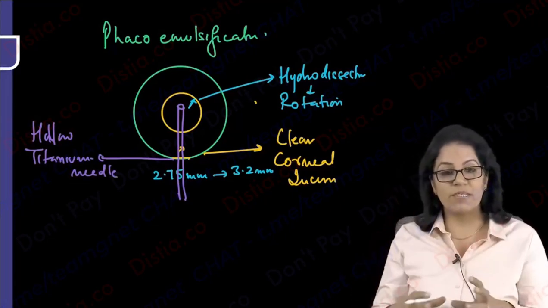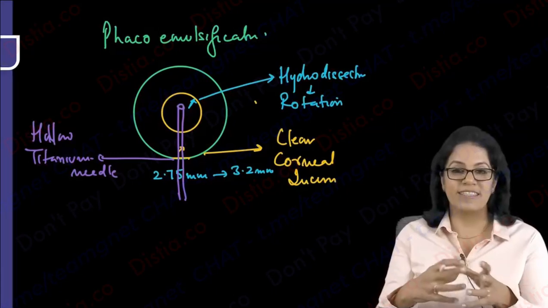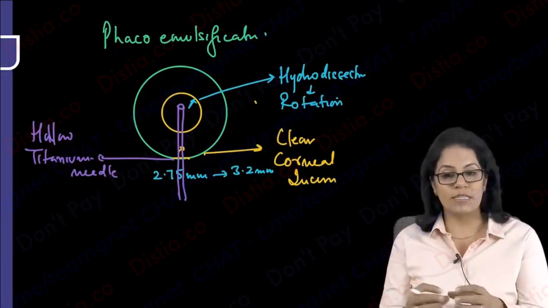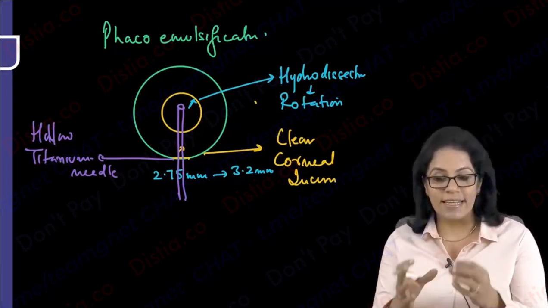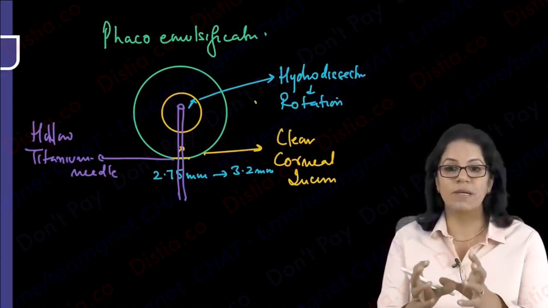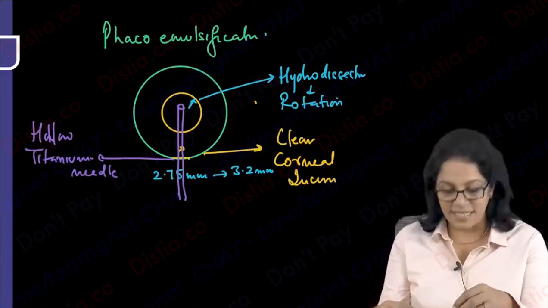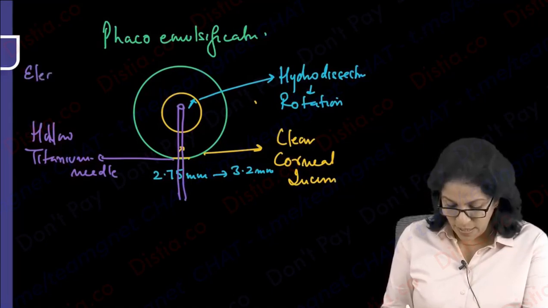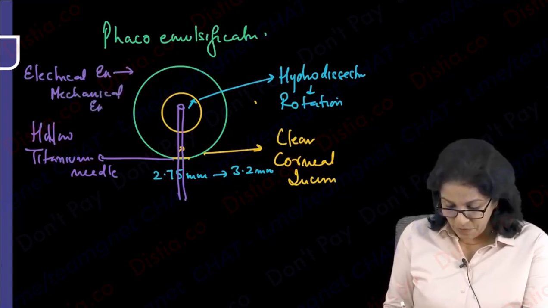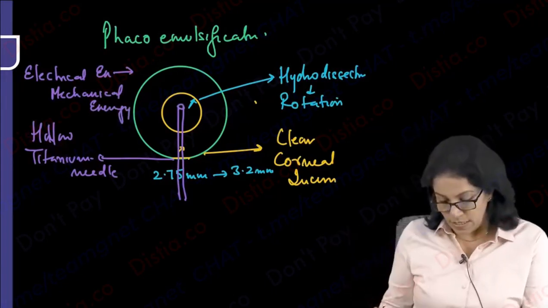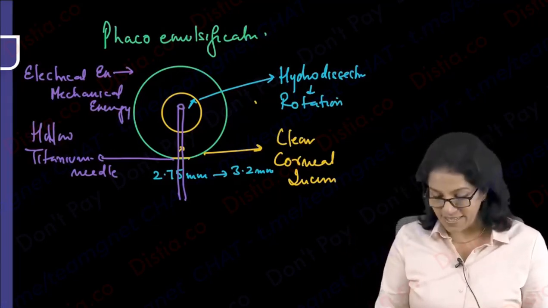The phaco machine. Phaco stands for lens, and emulsification means emulsifying the lens. The basis of this machine is that it has a piezoelectric crystal and it changes electrical energy into mechanical energy. With that mechanical energy, you are breaking the nucleus into bits. So this is what is happening in phacoemulsification: the electrical energy is converted into mechanical energy and we can break the nucleus into bits. Right, so this is what is phaco. Now comes your next question.